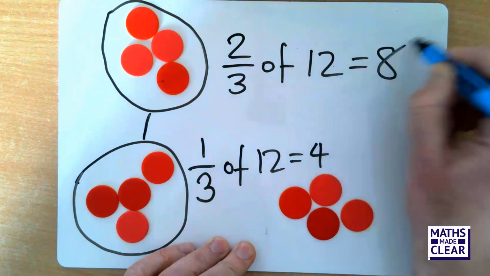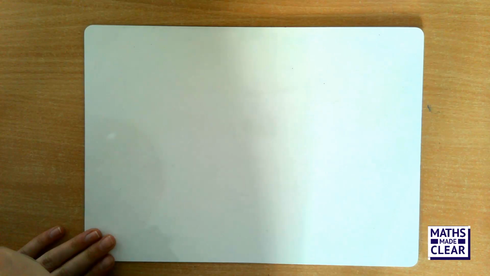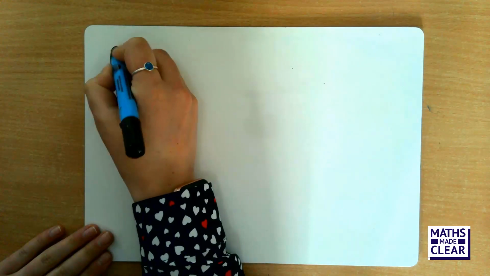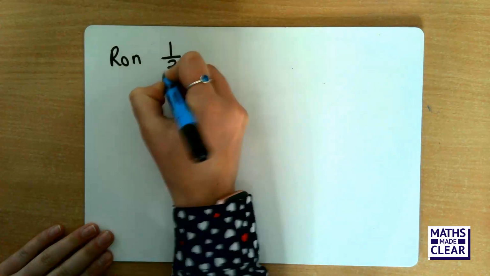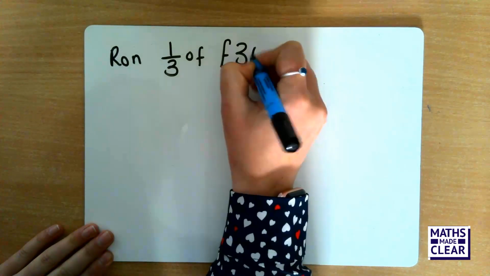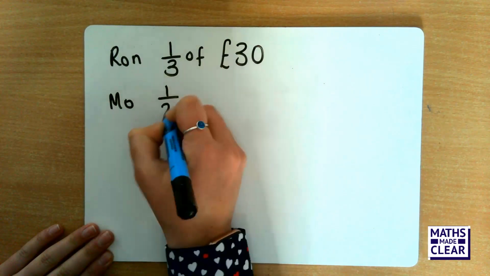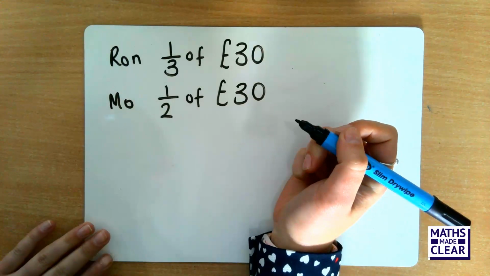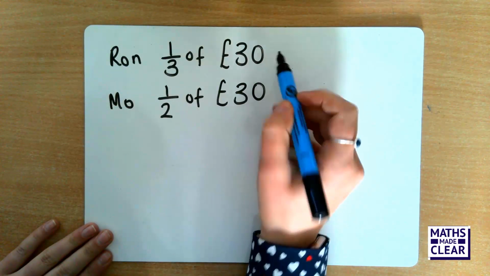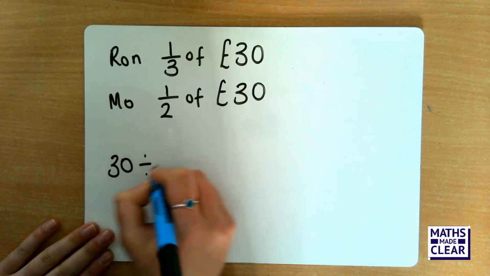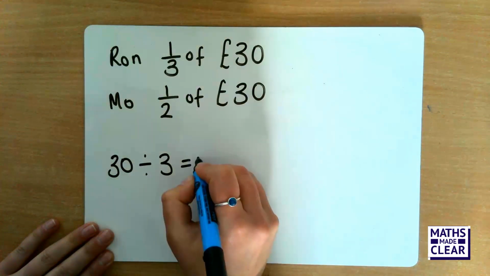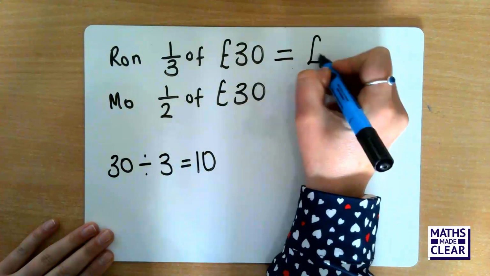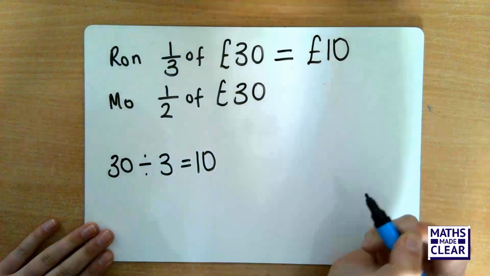Okay, so if I wanted to then look at comparing fractions, I could have a problem surrounding different fractions. So imagine that Ron had 1/3 of £30 in his bank account and Mo has 1/2 of £30 in his. Who has more money? Well, I know that Ron has 1/3 of 30. So if I divided that £30 into 3 equal groups, with 10 in each group, I would find out that 1/3 of £30 is 10. So Ron has £10 in his bank account.